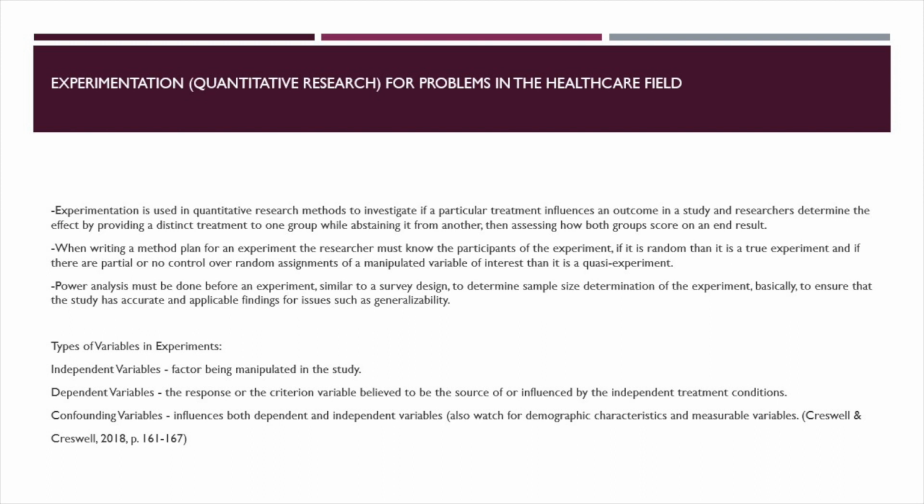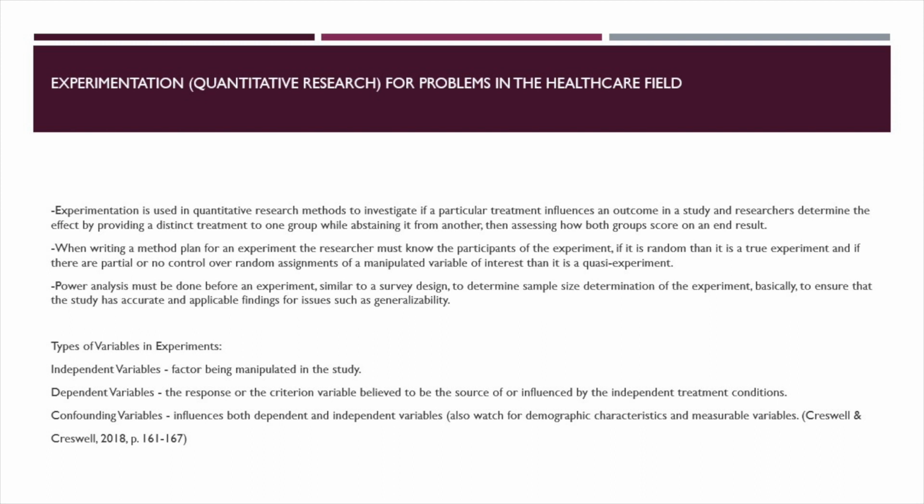Experimentation is used in quantitative research methods, and it investigates to discover if a particular treatment influences an outcome in a study. Researchers determine the effects by providing a distinct treatment to one group while abstaining it from another, then assessing how both groups score on an end result. Methods to conduct an experimental study include participants plus designs, procedures, as well as measures with statistical analysis involved in conclusions of the effects that might incorporate hypotheses or theories being tested.